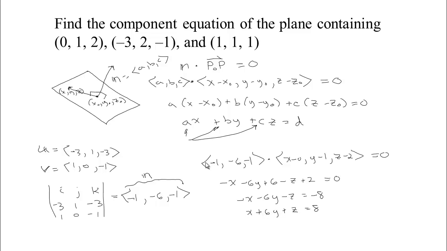Now let's try the next point. Negative 3 plus 6 times 2 is 12, so that's 9. Minus 1 would be 8. Yeah, that one works. And then 1, 1, 1. So you'd have x plus 6 plus 1, or 1 plus 6 plus 1 is 8. Yeah, so this works. This is the normal equation of the plane.